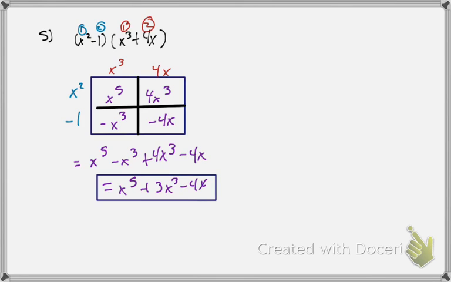Okay. The final answer would be x to the 5th plus 3x cubed minus 4x.